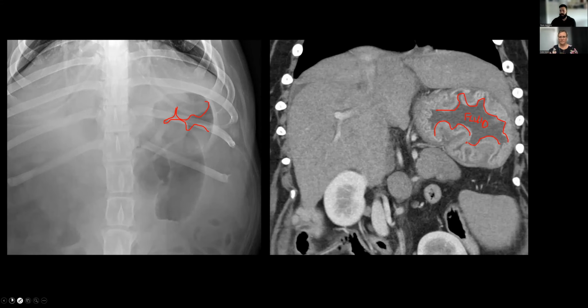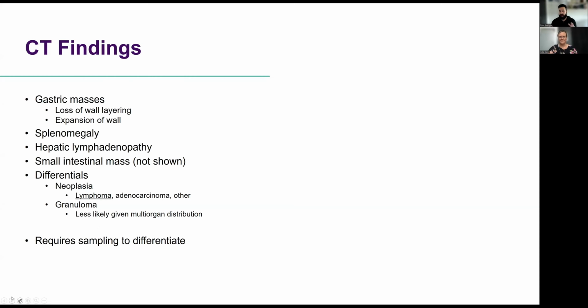And of course that's where Dr. Baker's going to come in. But when we compare all of our CT findings, we've got our gastric masses, loss of wall layering, expansion of the wall. We've got splenomegaly, hepatic lymphadenopathy, and a small intestinal mass that I didn't show you. So this helps narrow that differential list a little bit.